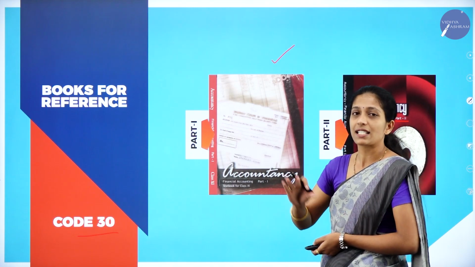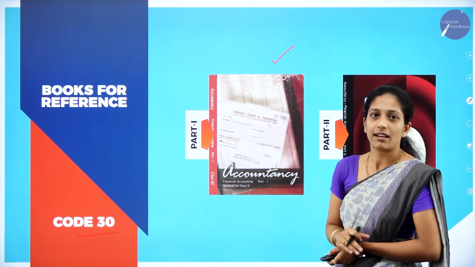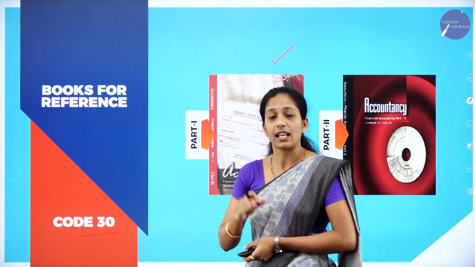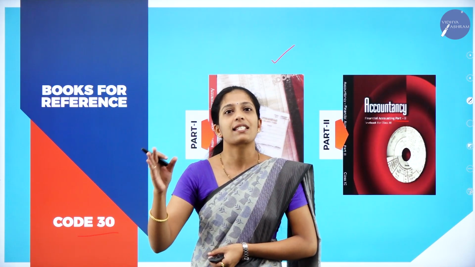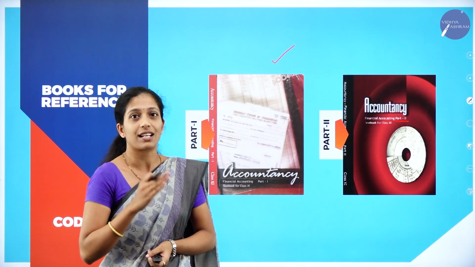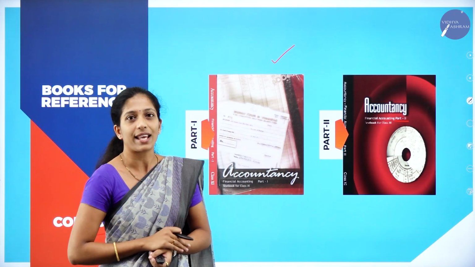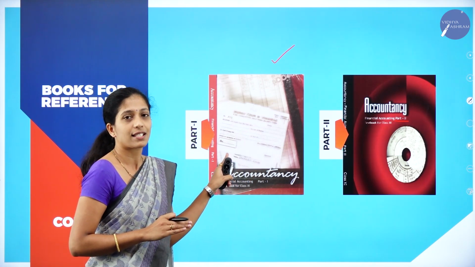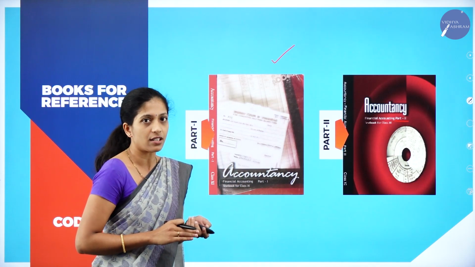Hope you are clear with this. You can buy these books and refer to them. This is a prescribed book of NCERT, where the same NCERT syllabus is followed for your first PUC board examination also, that is, for the Government of Karnataka board examination. You are going to refer to these two books, that is, Accountancy Part 1 as well as Part 2.